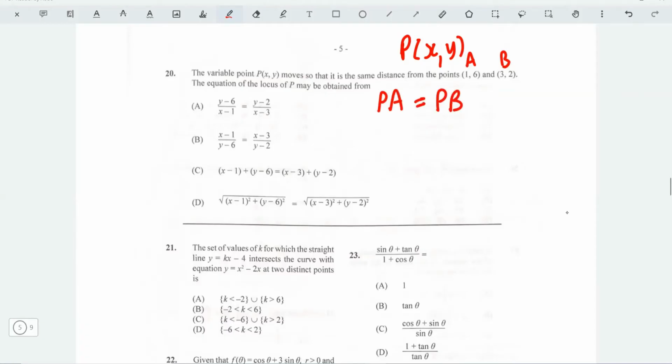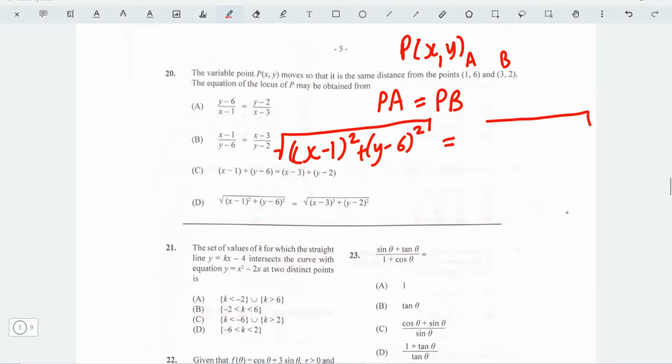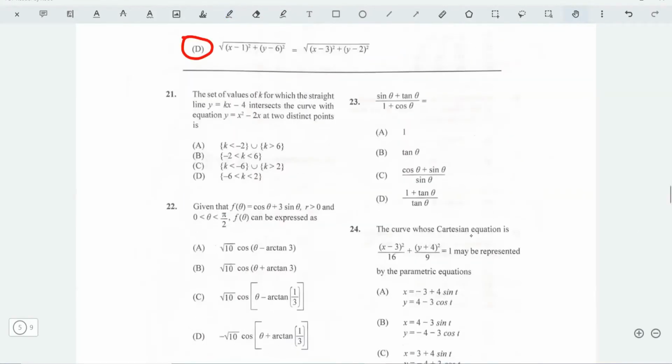Now the distance PA is going to be the square root of (x minus 1) squared plus (y minus 6) squared, and it's going to be equal to the square root of (x minus 3) squared plus (y minus 2) squared. You do that and you tell them, nice. Nice MCQ. That's option B.